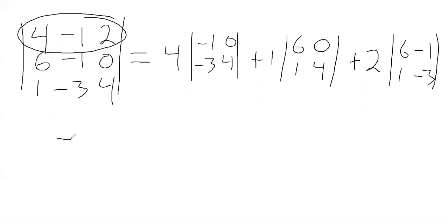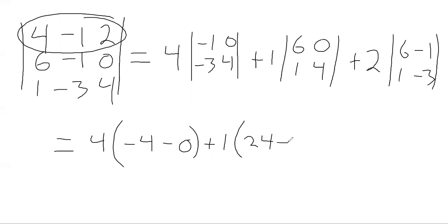So in order to do this, I'm going to say I have 4 times. If I take the product of -1 and 4, that's going to give me -4. And I want to subtract the product of 0 and -3, which is 0. Then I'm going to add 1 times the determinant of this next 2 by 2. 6 times 4 gives me 24. And then subtract the product of 0 and 1, which is 0. And finally, I'm going to add the 2 multiplied by its determinant. 6 times -3 is -18. And I will subtract the product of 1 and -1, which is -1.